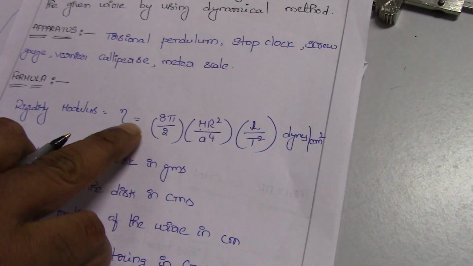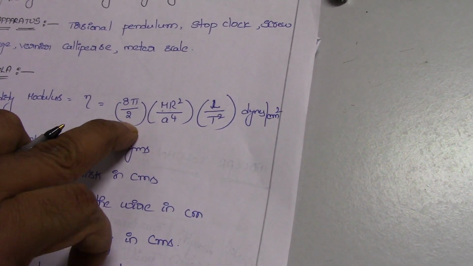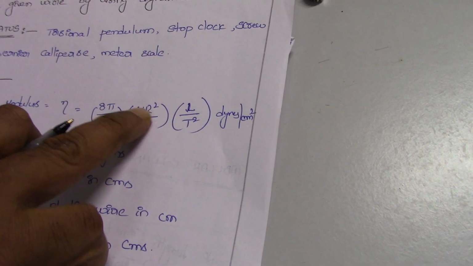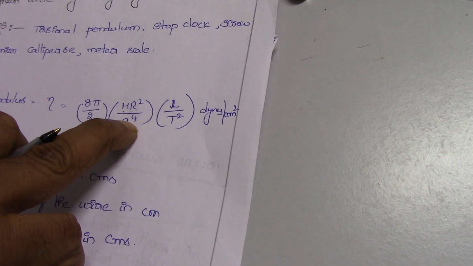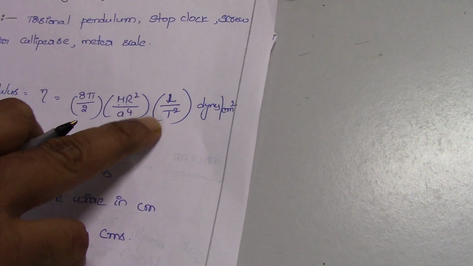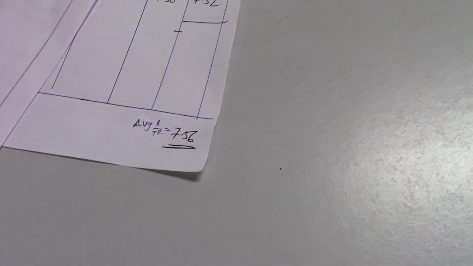If we go back to the formula, how do we find out the rigidity modulus? Eta is equal to 8, pi is constant, 2 is constant, we know the m value, 1000 grams, R we calculated, A we calculated, and L by t square we require. Actually you calculated L by t square here. This is the theoretical L by t square. 7.56 is the theoretical L by t square.